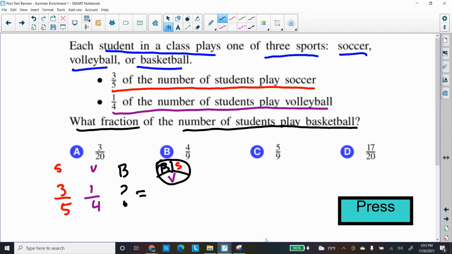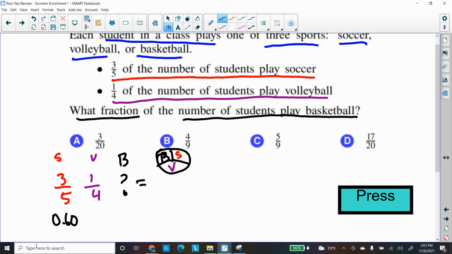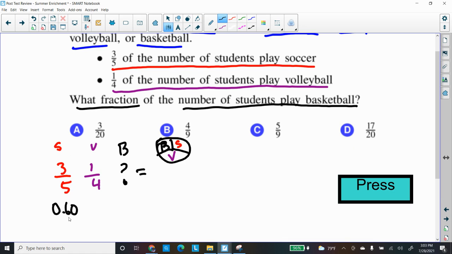So this is 0.6. And if you know about changing fractions to percent, all you do is multiply by 100, and that'll give you your percent. So we're talking about 60% of the students who play soccer. So that'd be 60%, or 60 cents if you like talking money.